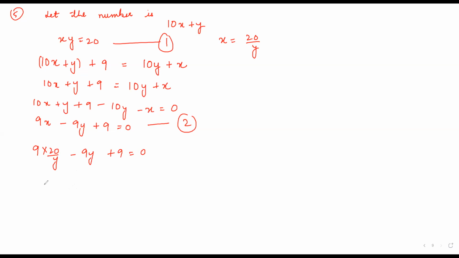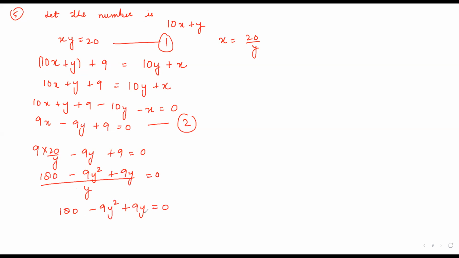Take LCM, right? So LCM will be y. This will be 9 into 20, that means 180 minus 9y square plus 9y is equal to 0. So this y into 0 will become 0. So you get 180 minus of 9y square plus 9y is equal to 0, right?